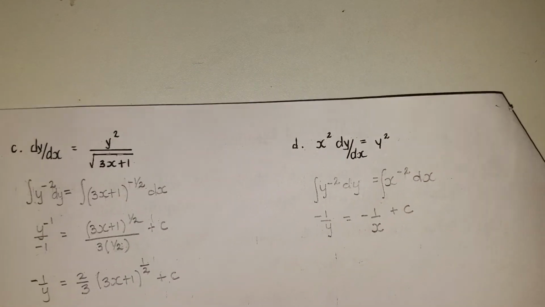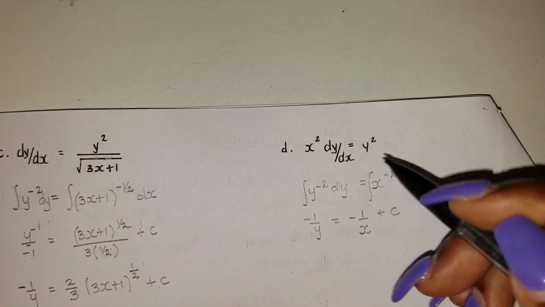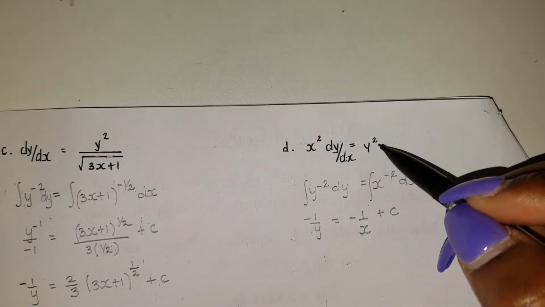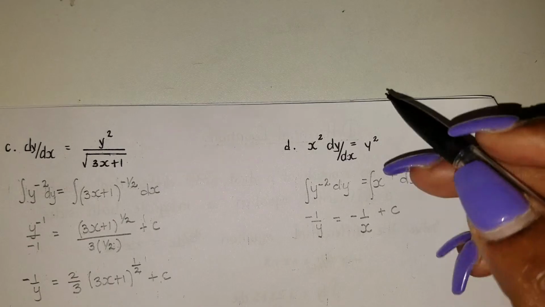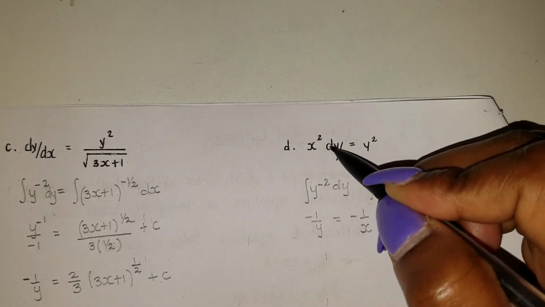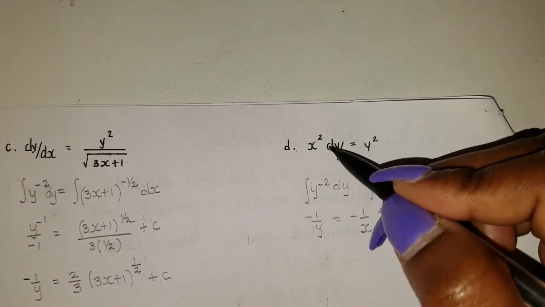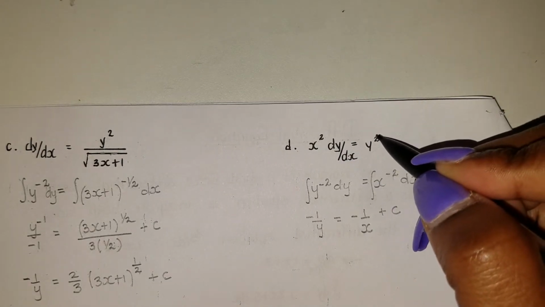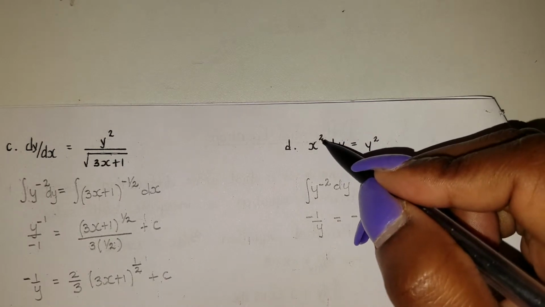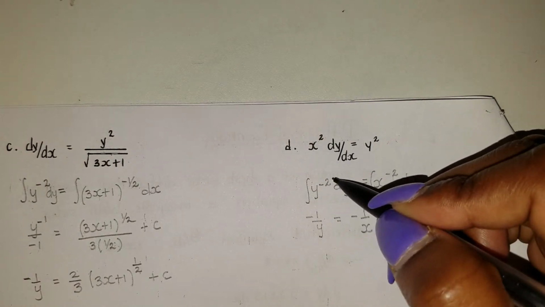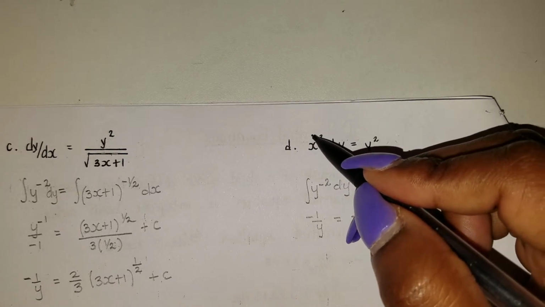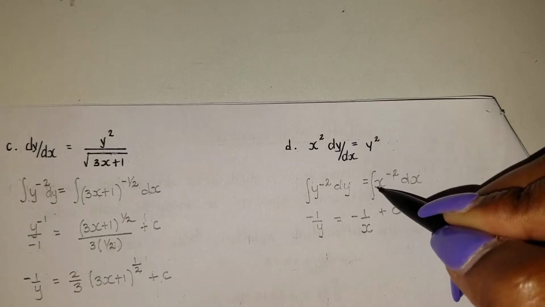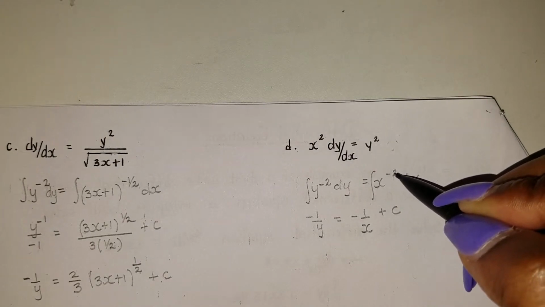In this fourth question, we have x squared dy dx equals y squared. So first we separate our variables. This y squared will get grouped with the dy, and this x squared gets grouped with the dx on this side. Now, this y squared will be brought over as 1 over y squared, or y raised to the negative 2, whilst this x squared will be brought over as 1 over x squared, or x raised to the negative 2, as you see here.